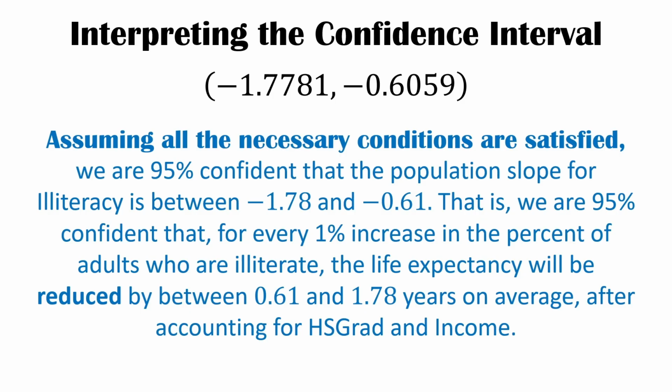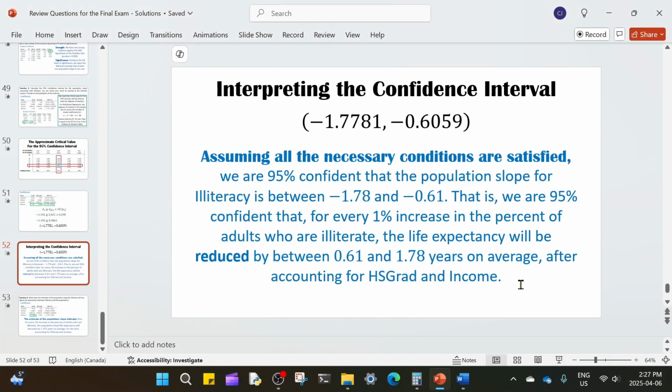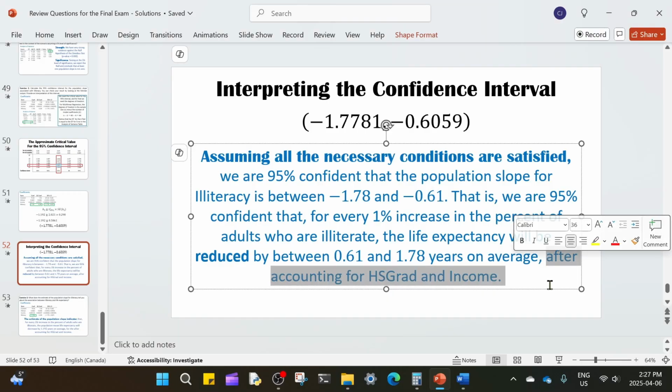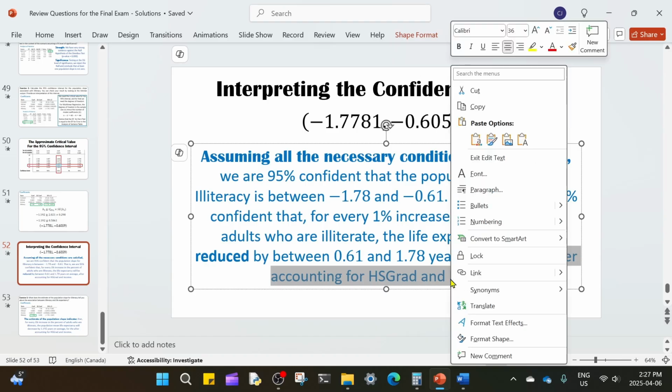We're 95% confident that the population slope for illiteracy is between these 2 bounds. And that is, we are 95% confident that for every 1% increase in the percent of adults who are illiterate, the life expectancy will be reduced by between 0.61 and 0.178 years on average, after accounting for high school grad and income. Don't forget to include this last part. This is something you see in multiple linear regression that you don't see anywhere else. We have to include this extra few words.